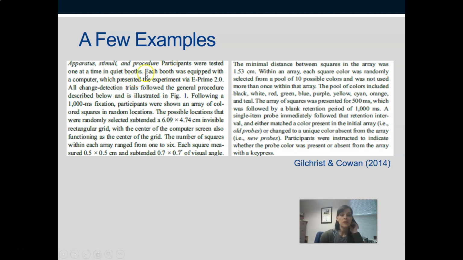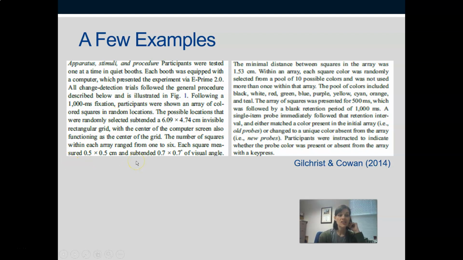Each booth was equipped with a computer which presented the experiment via E-Prime 2.0, so that's the computer program. All change detection trials followed the general procedure described below and illustrated in Figure 1. Following a 1,000 millisecond fixation, participants were shown an array of colored squares in random locations.